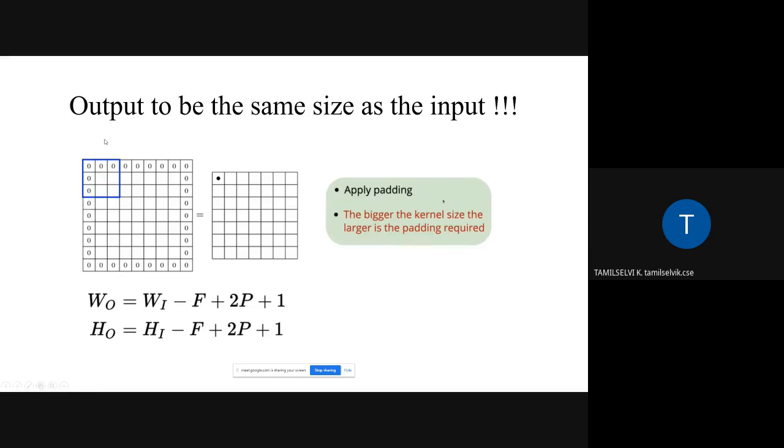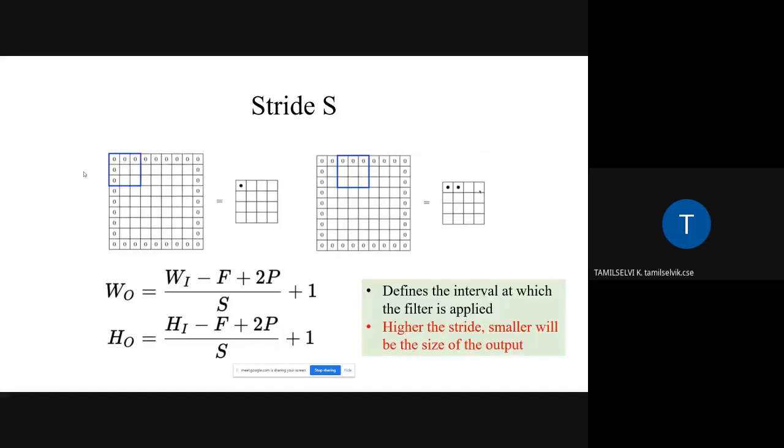The padded pixels will not contribute anymore because they are 0, right? This will not affect you anymore, as adding 0 to anything will not make any difference. So this is how padding helps to retain the size of the image. The next one is stride.